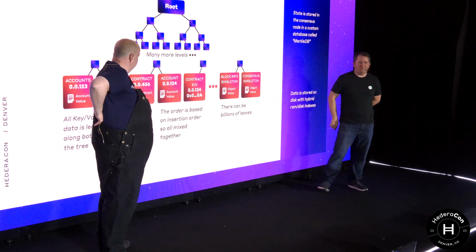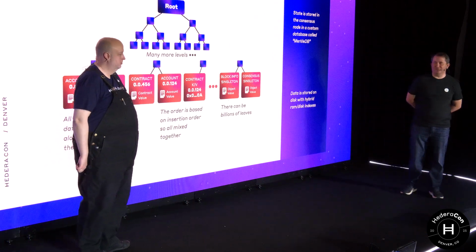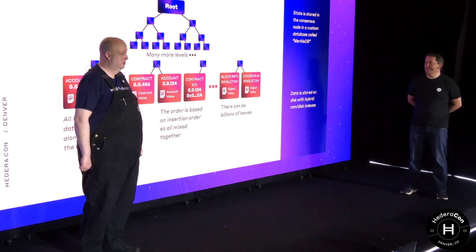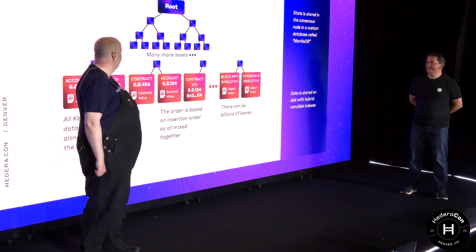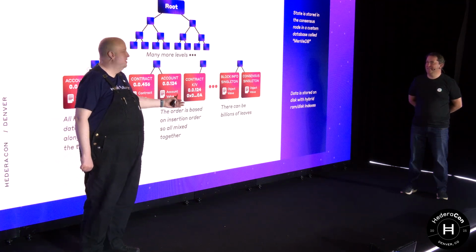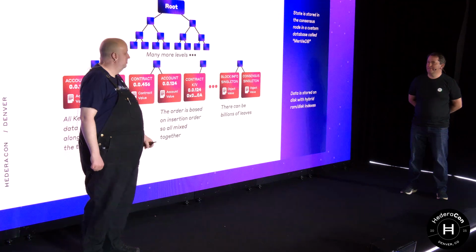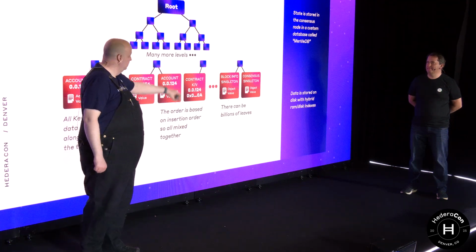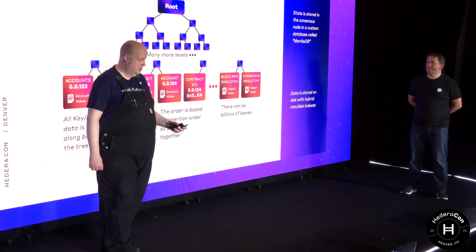There can be billions of leaves. This is a really, really big tree. Yes, this is a very simplified view. At 1 billion, we end up with 30 levels up here. And this will be the 31st level. And it's a balanced binary tree internally.